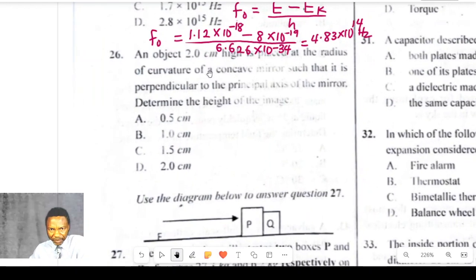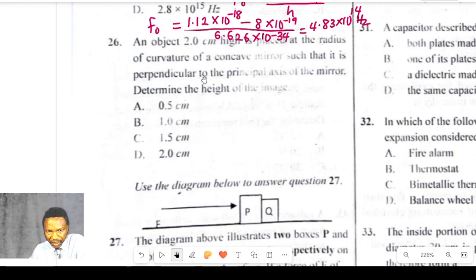Question number 26. An object 2 cm high is placed at the radius of curvature of a concave mirror, such that it is perpendicular to the principal axis of the mirror. Determine the height of the image. Well, this is simple. What you're trying to tell us is a concave mirror.